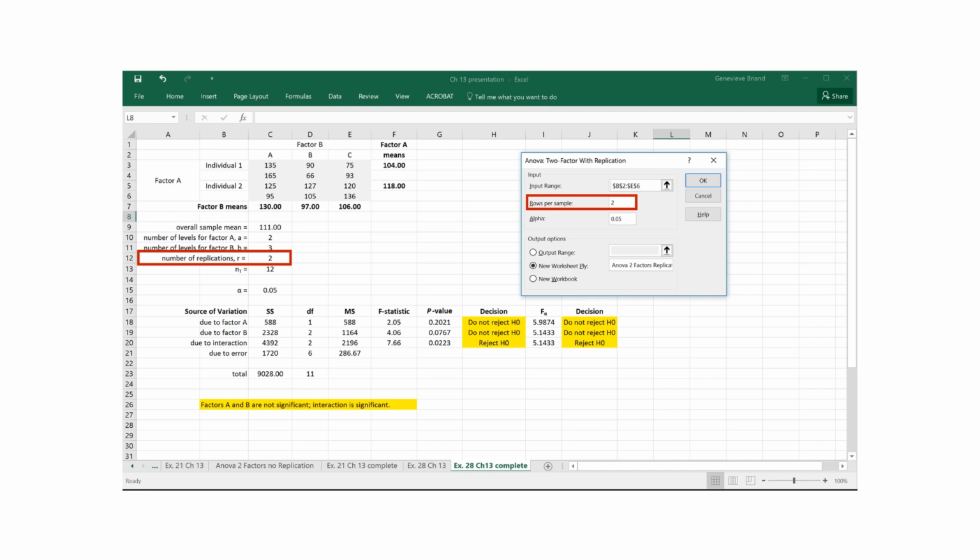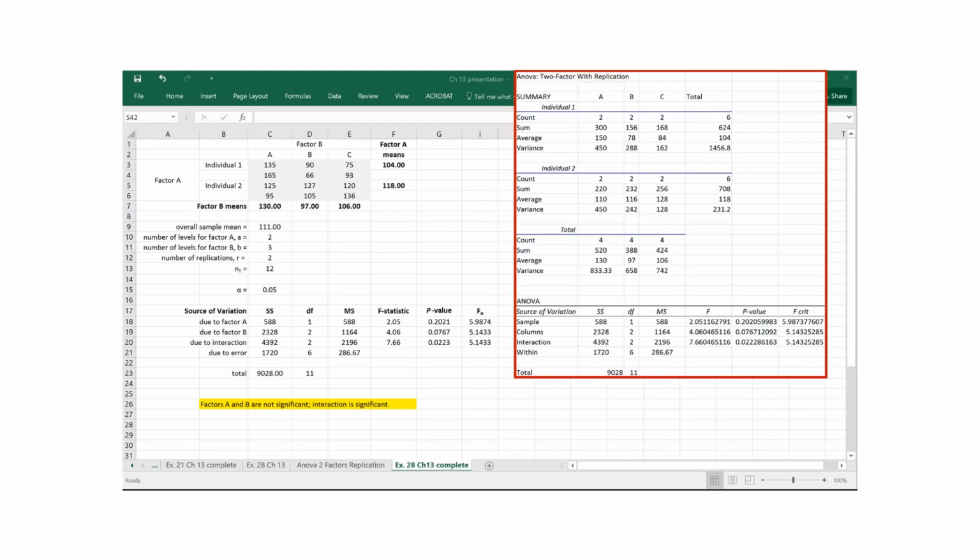The rows per sample is the same as the number of replications. We leave the alpha level at its default setting, 0.05. Specify a title for the new worksheet where Excel will display its computation of the analysis of variance. Here we call it ANOVA two factors with replication. Here's what we get. If you compare the two, the table we constructed and the ANOVA table automatically generated by Excel, you can see that the results are the same.